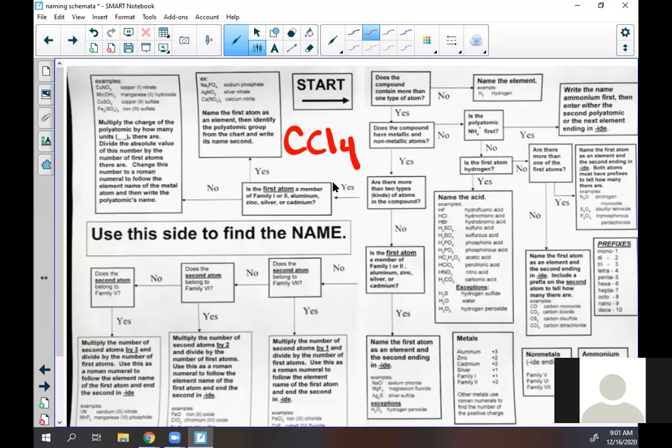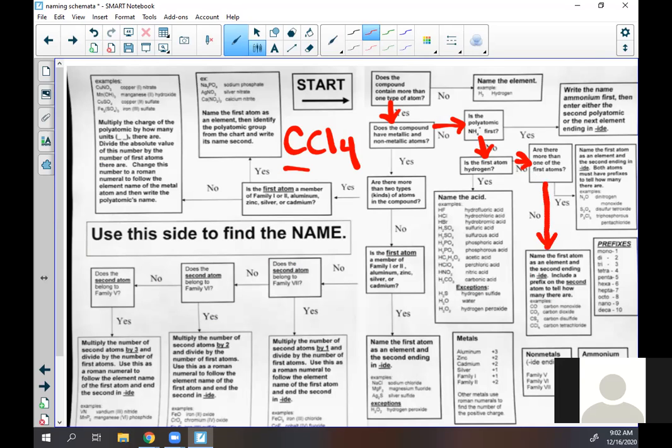CCl4. Oh, it's good because that takes us to a spot we don't use very often. CCl4, first off, is carbon a metal? No, so remember that. Does this have more than one type of atom? Yes. NH4 first? No. Is the first atom hydrogen? No. Does this remind you of going to the store with your mom? No, no, no. You're like, I just want some nachos.